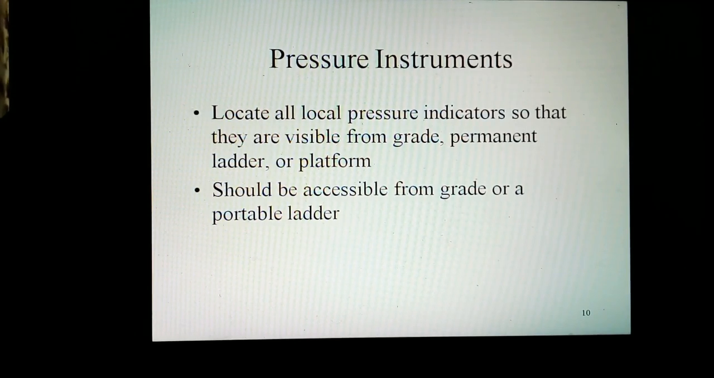Pressure instruments. Locate all local pressure indicators so that they are visible from grade, permanent ladder, or platform. Those located less than 15 feet or 4.5 meters above high point of finished surface should be accessible from grade or portable ladder. Those located in a pipeway should be considered accessible by portable ladder. Those over 15 feet or 4.5 meters above high point of finished surface should be accessible from a platform or permanent ladder.